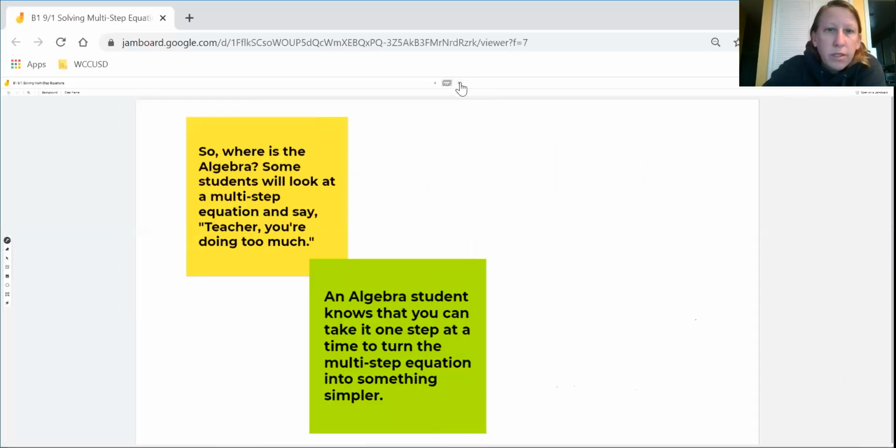Some students will look at multi-step equations and they'll say, teacher, you're doing too much. Like this is not right. But an algebra student knows that you can take it one step at a time and you turn the multi-step equation into something simpler.